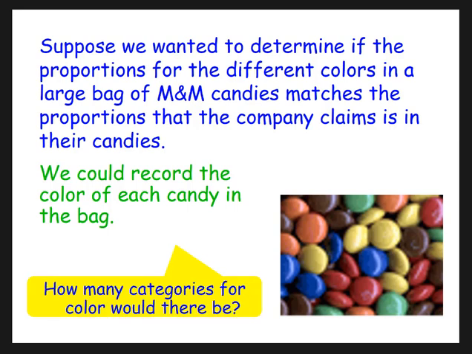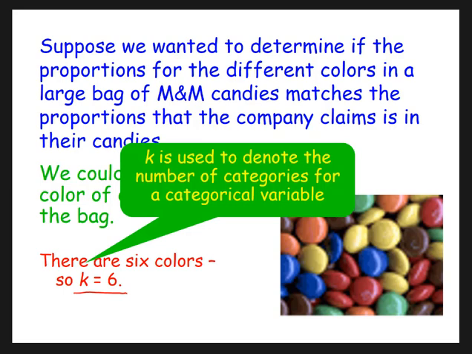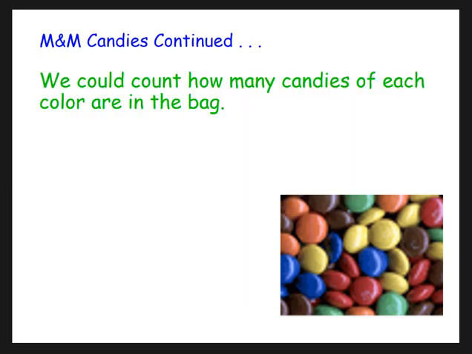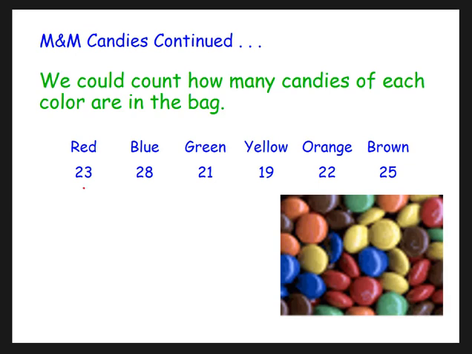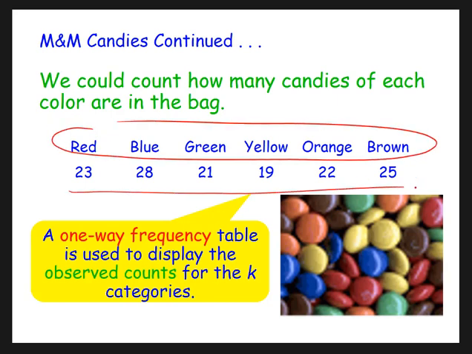So how many categories would there be? Well, it depends on how many colors they claim to use. In this case, there are 6 different colors, so there are 6 categories. So we say k equals 6. That's our number of categories. We could count how many candies of each color are in the bag. So we'd open up the bag, tear it open, and count each color. Let's say in this bag we get 23 red, 28 blue, and on down the line. This is called a one-way frequency table. So we have one variable, the color, and each of their frequencies.